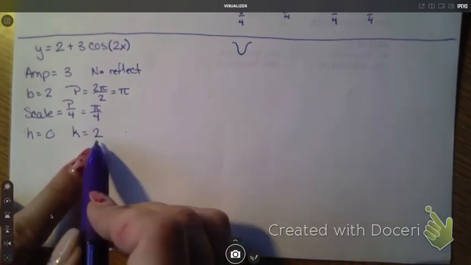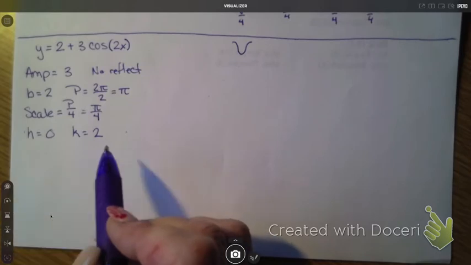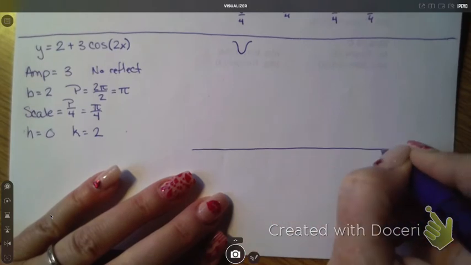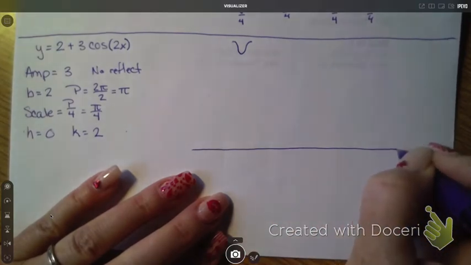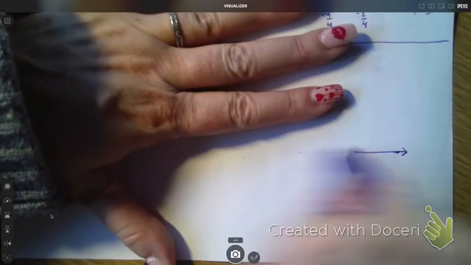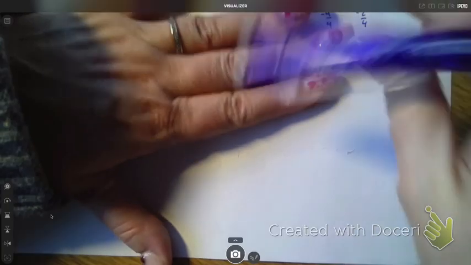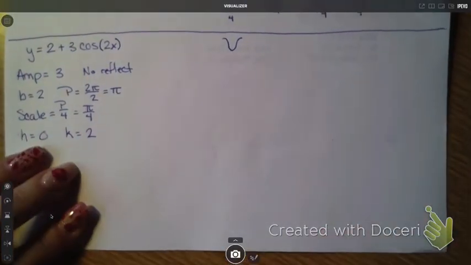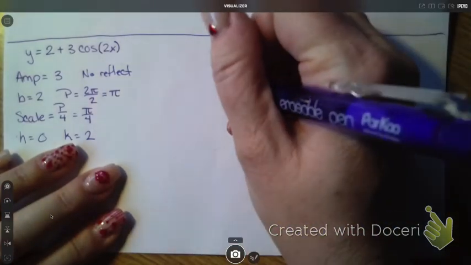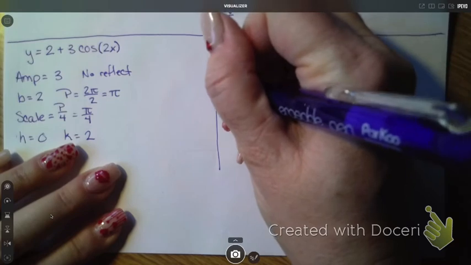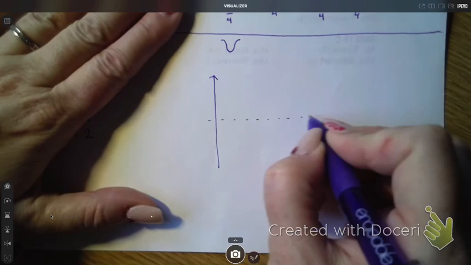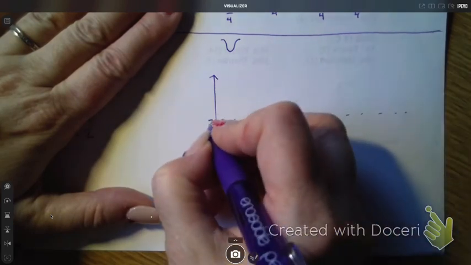But it means everything moves up, what? 2. Okay, so I put my x-axis down here because I'm putting everything up 2. And actually, I'm going to erase it and show you what I would actually do. Everything went up 2 from 0. So the middle is going to be at 2. I know I'm not moving left or right, so I'm going to give myself a y-axis, draw a dotted line, and label that 2.